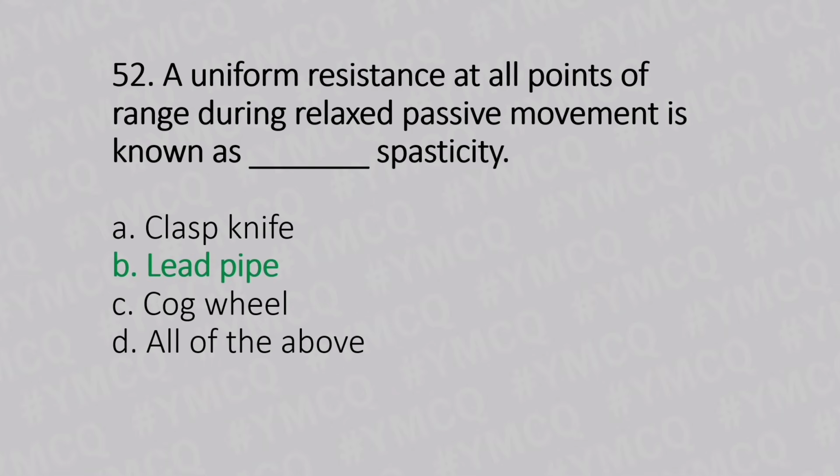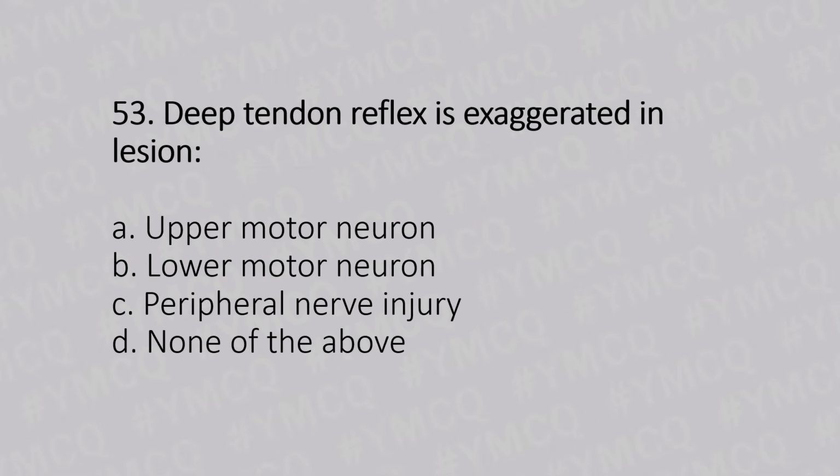Moving to our 53rd question. Deep tendon reflex is exaggerated in dash lesion. Option A, upper motor neuron. Option B, lower motor neuron. Option C, peripheral nerve injury. Option D, none of the above. And the answer is option A, upper motor neuron.